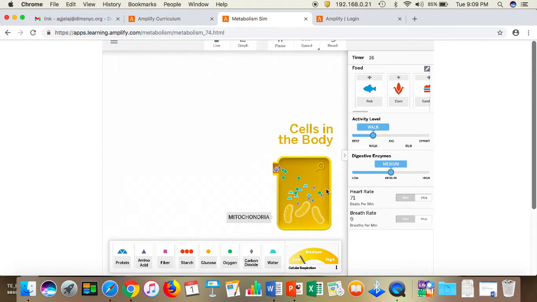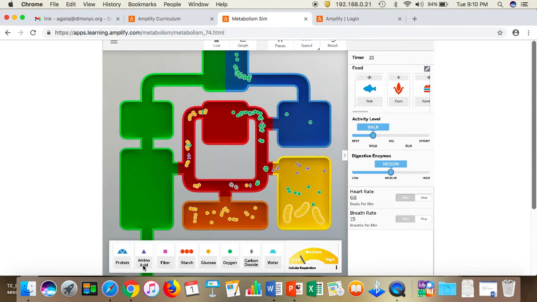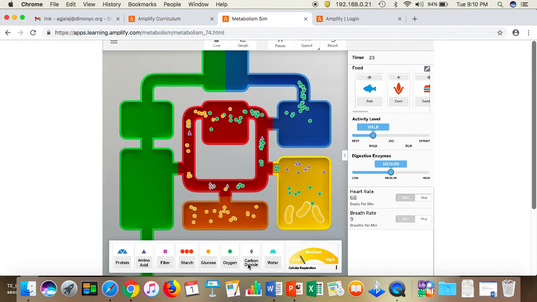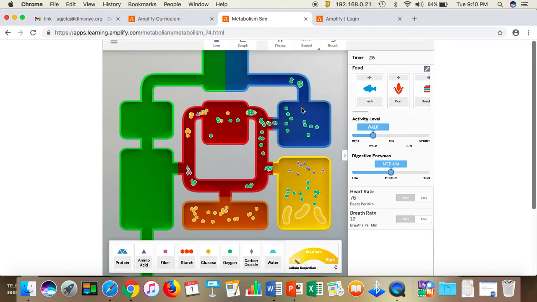In this diagram, in this simulation, you can observe how the mitochondria process the oxygen that enters our cell. Okay, so let's start. Oh, let's not forget the key, right? So we have protein, amino acids, fiber, starch, glucose, oxygen, carbon dioxide, and water. If you notice in your respiratory system, we just had some oxygen coming in through your mouth and nose. And you have some oxygen also coming out.